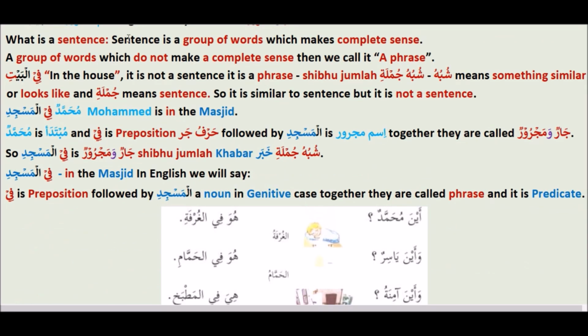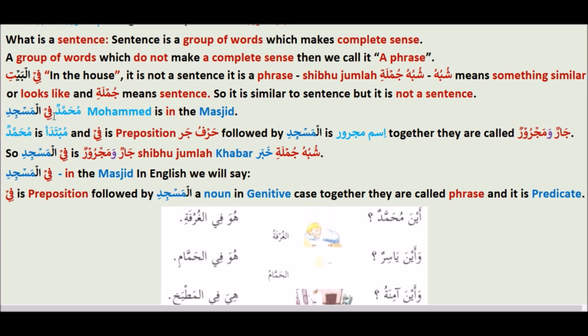What is a sentence? Sentence is a group of words which make complete sense. And a group of words which do not make complete sense, then we call it a phrase. Fi al-bayti, in the house. It is not a sentence. It is a phrase. In Arabic we call it shibhu jumla. Shibhu means something similar or looks like. And jumla means sentence. So it is similar to a sentence, but it is not a sentence.